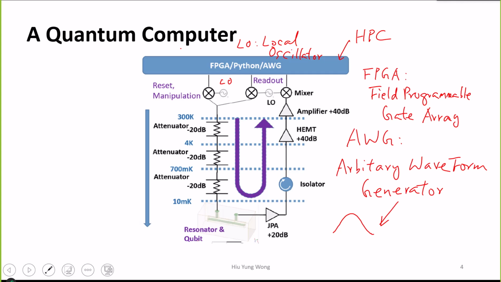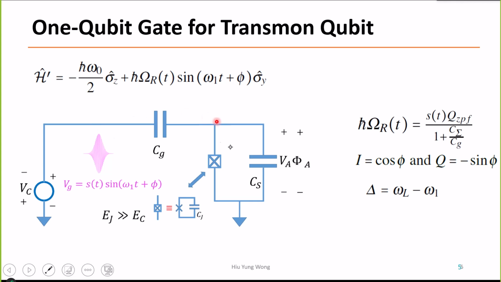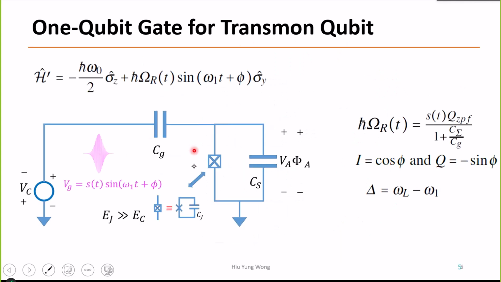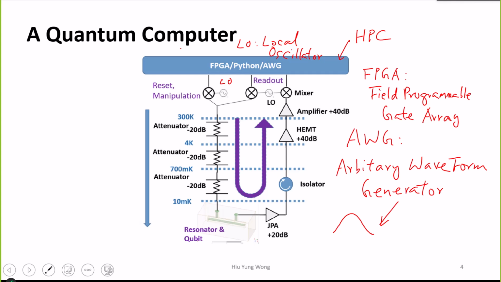And if you're doing manipulation, here we just directly couple to the qubit. You can also couple through the resonator and the qubit, which is a little bit more complicated. But let's say you couple directly to the qubit, then it will manipulate the qubit. Do I answer your question? Okay. Yeah.